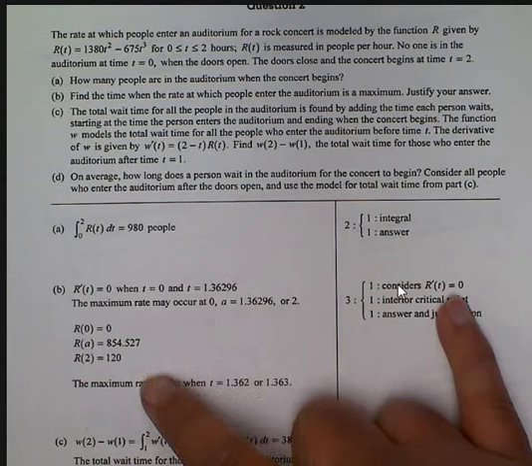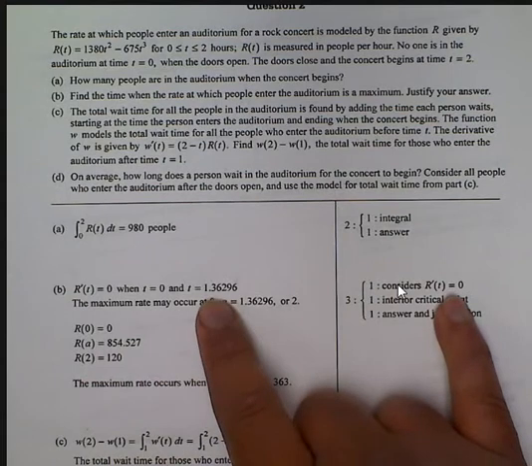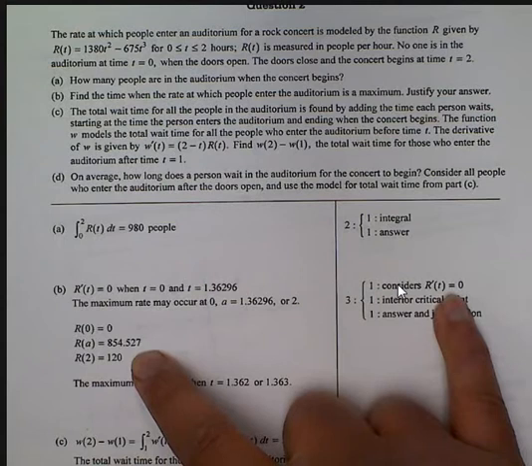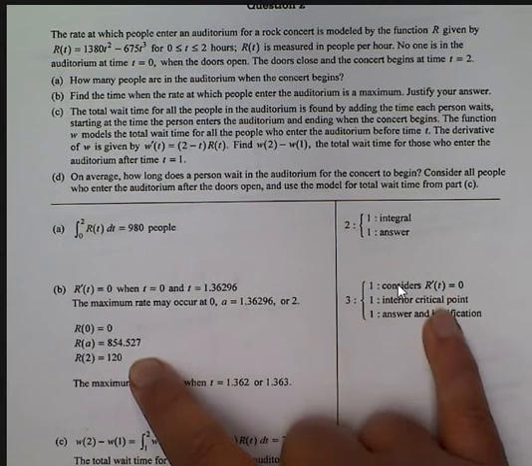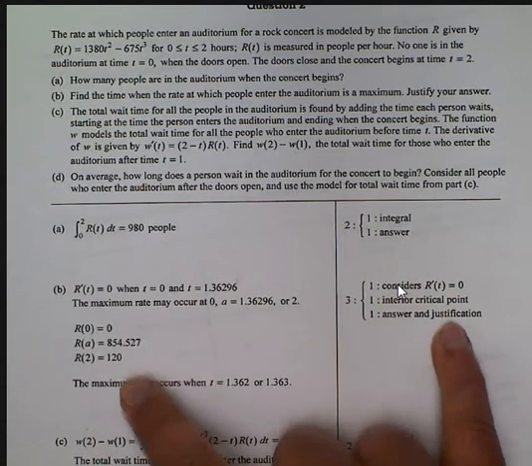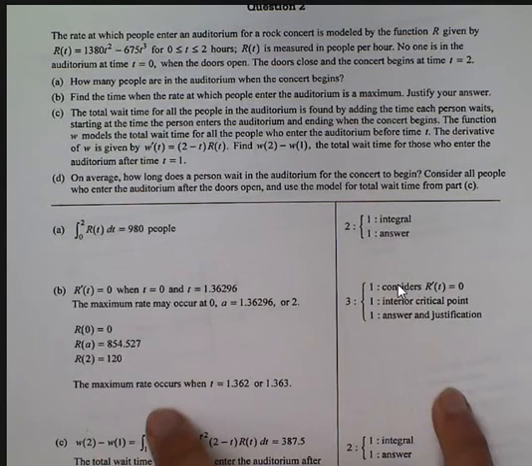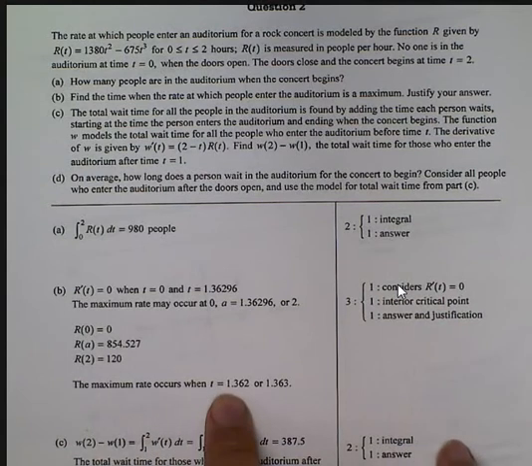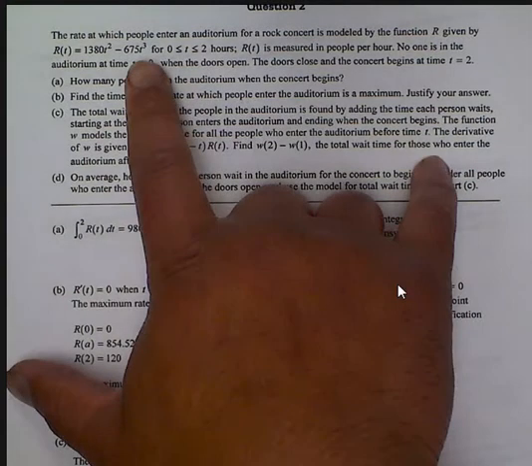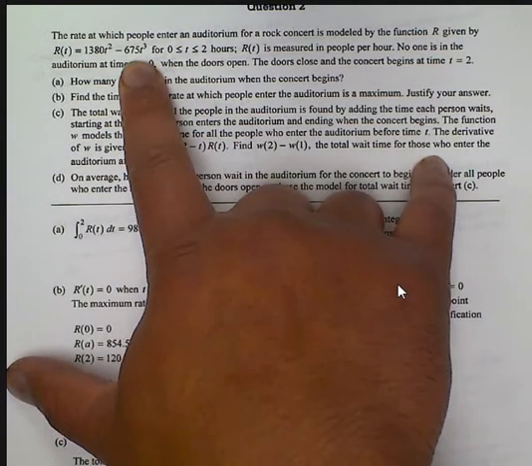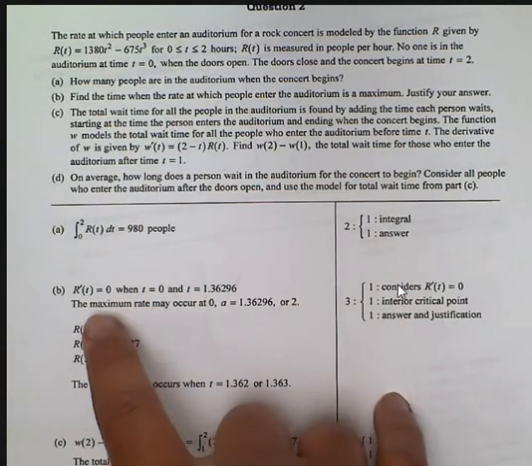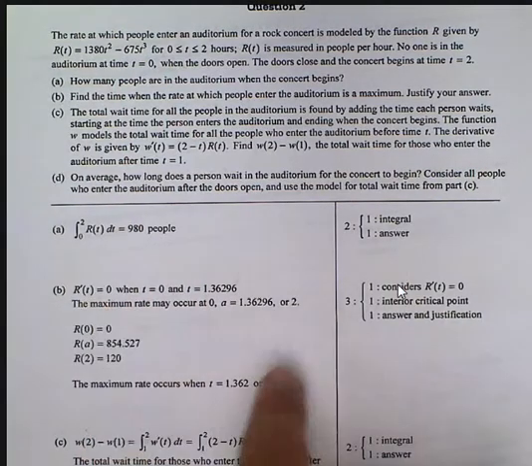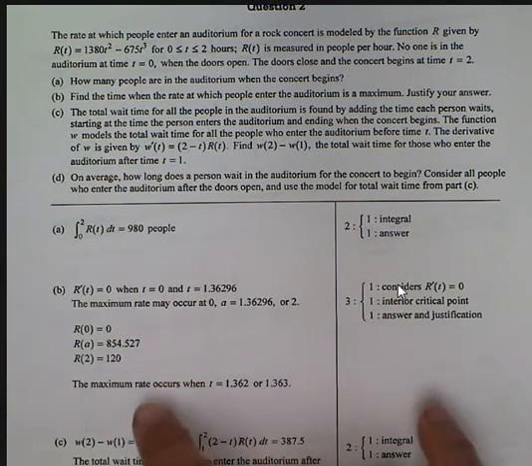Got to consider the critical point. You got 1 point for just even trying the critical point, 1 point for finding the critical point, and 1 point for your answer and justification. So the maximum rate occurs when t equals there, and actually that's talking about the maximum rate. So what you would have done is taken the derivative of the rate to find the maximum rate, and maybe that's where we might have looked at it in class and misread it. Hopefully some of us picked that up.